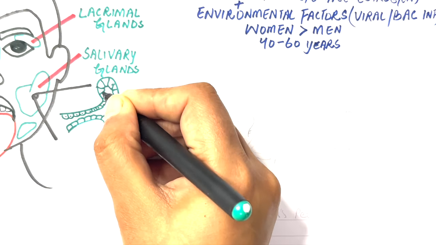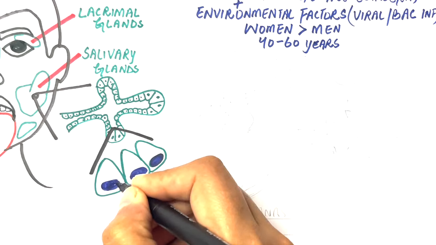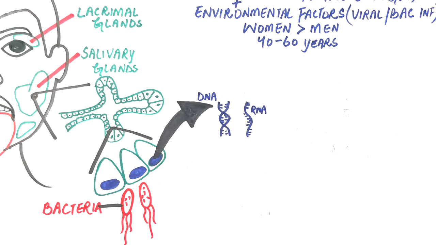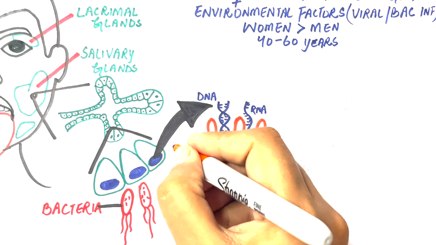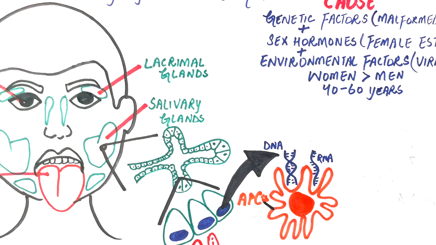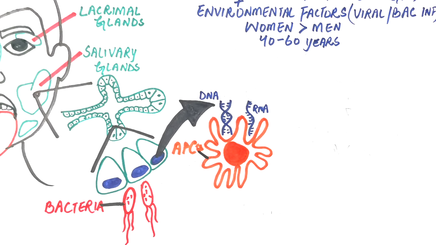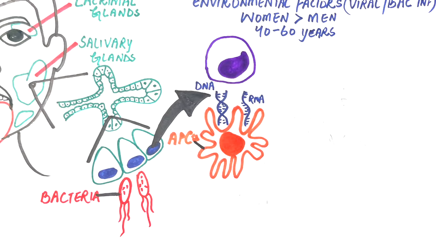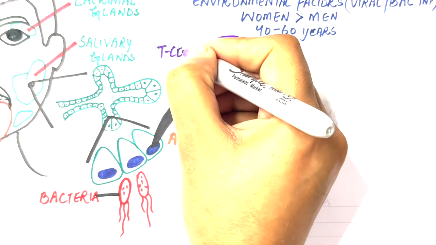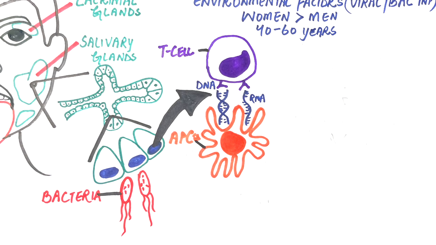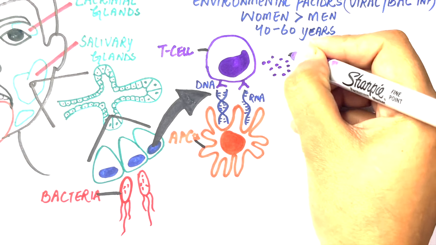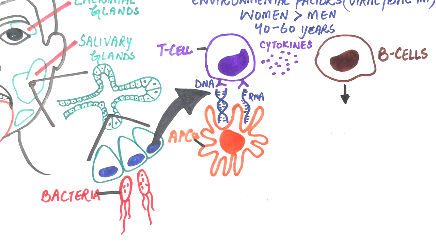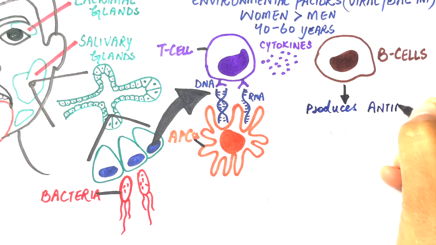Let's look into the pathophysiology of Sjogren's syndrome. The disease process starts when salivary glands become infected with a viral or a bacterial infection. This causes salivary cells to break down and expose their nuclear components to circulating antigen-presenting cells. These nuclear components are picked up by the antigen-presenting cells and are presented to the CD8 T cells. The T cells get abnormally activated in patients with Sjogren's syndrome and consider the nuclear components of the salivary cells as foreign antigens. The T cells then produce cytokines and further activate B cells, which then produce anti-nuclear autoantibodies, or ANAs, against these antigens.